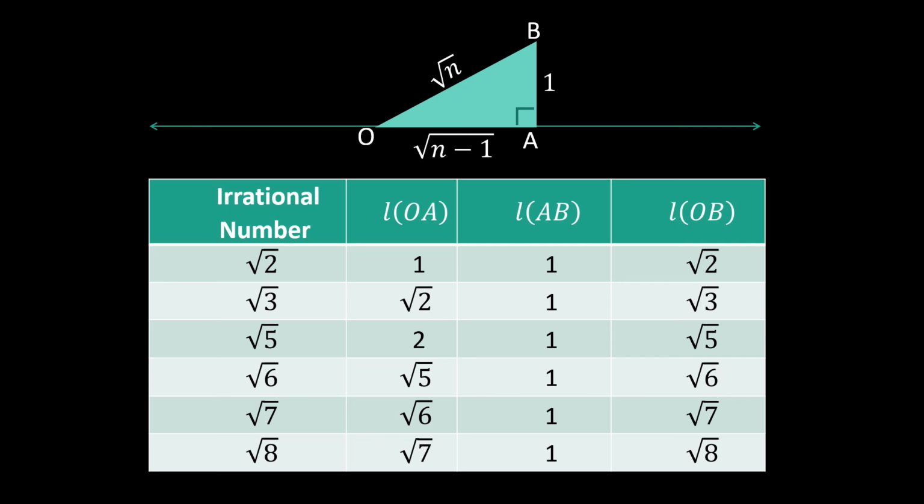For example, to plot root 10 on number line, construct triangle OAB such that OA is equal to root of 10 minus 1, that is root 9, that is equal to 3. AB is equal to 1 and angle OAB is equal to 90 degrees. Then by Pythagoras theorem, hypotenuse OB will be root 10. Then consider O as center and OB as radius. Draw arc to intersect number line at root 10.